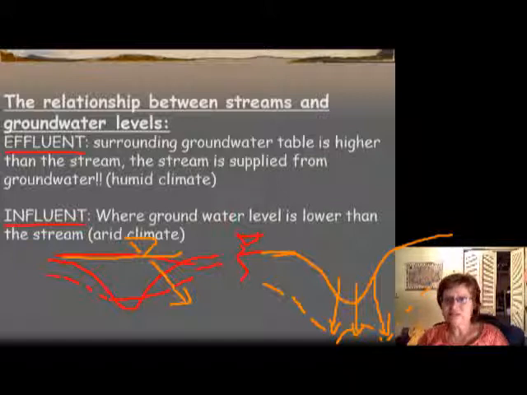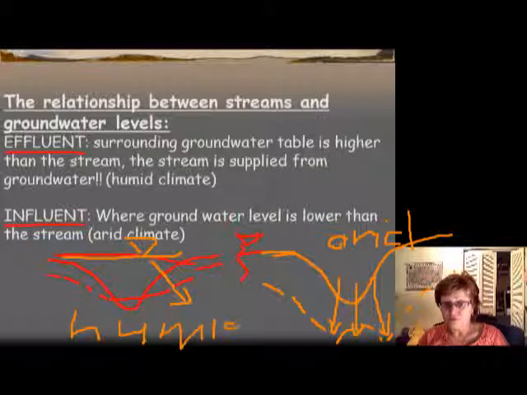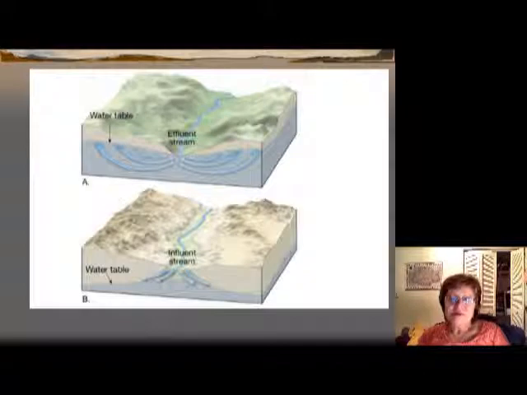So that's the major difference. This is arid climate, and the other one is humid. This is kind of important to know. And I actually have a picture of it. So this is the effluent when the groundwater feeds the stream, and this is when it's arid climate and the stream feeds the groundwater.